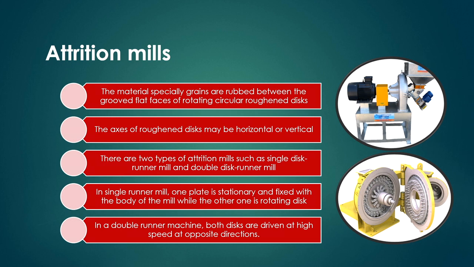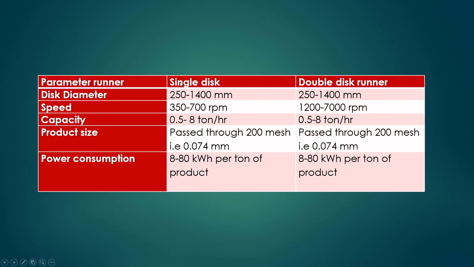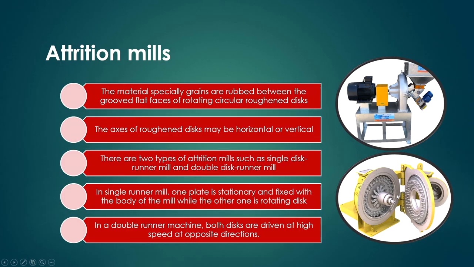Then another type is called the attrition mill. In this case you will see that the material, especially grains, are rubbed between the grooved flat faces of rotating circular roughened discs. In this case the axis of the roughened disc may be horizontal or vertical. There are two types of attrition mills, such as the single disc runner mill and the double disc runner mill. Here also the single disc and double disc runner mills will have some power consumption, product size, capacity and speed, and disc diameter. These ranges are given in the slides here for this attrition mill.